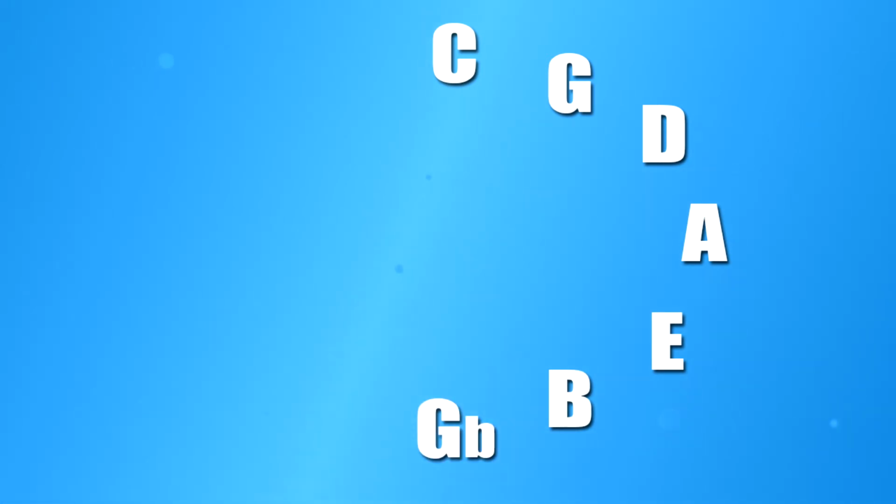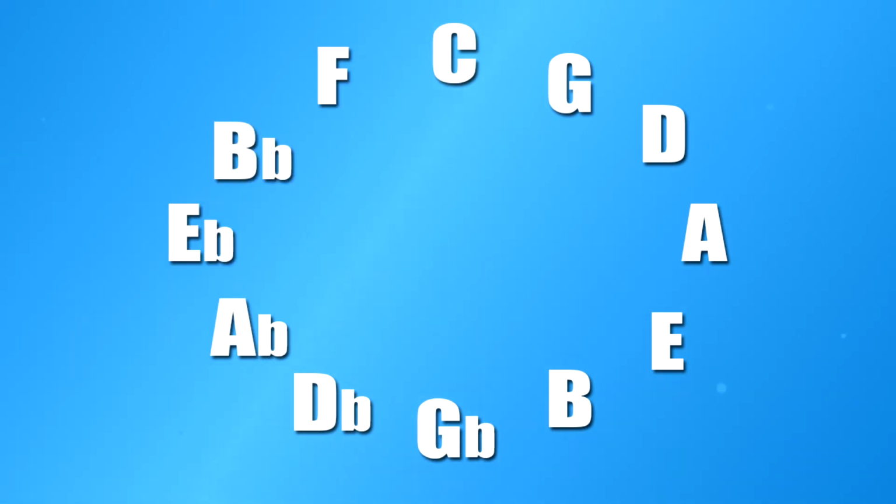The fifth of D is A, A's fifth is E, E's fifth is B, B's fifth is G flat, G flat's fifth is D flat, and then it's A flat, E flat, B flat, and F. And we can check that. We know that F's fifth is C, so we're good. So you see how I did that? I started at C and I just went chromatically upwards in fifths.